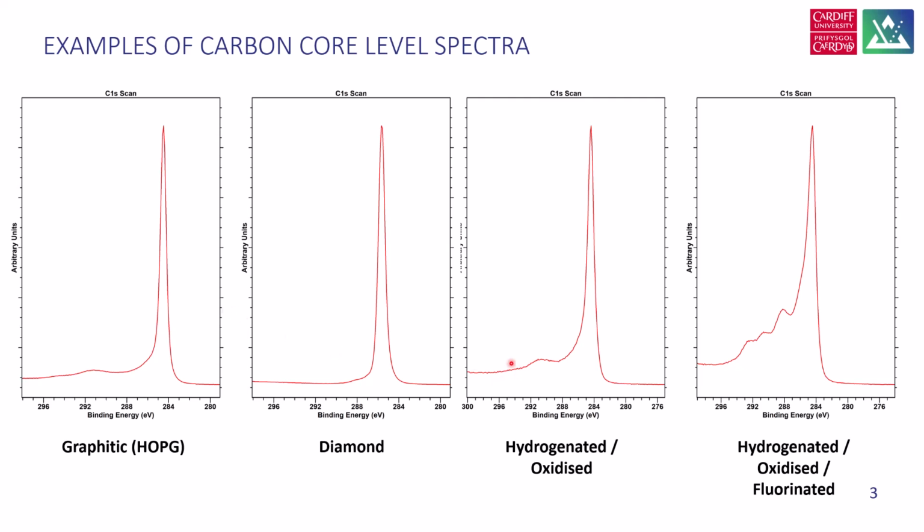If we hydrogenate or oxidize a graphitic carbon, we can see significant changes to the material and the shape of the spectrum if we compare this one to our HOPG sample. And indeed if we start fluorinating, or apply greater degrees of oxidation or hydrogenation, we can see significant changes again in the core level spectra over that of a simply or minimally oxidized graphitic carbon sample as well.